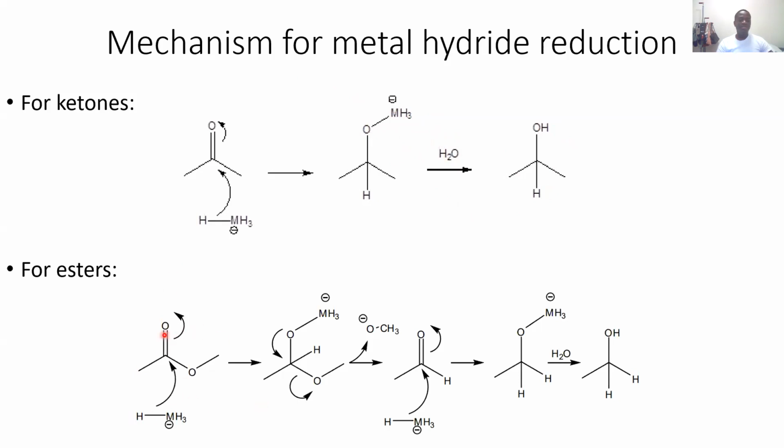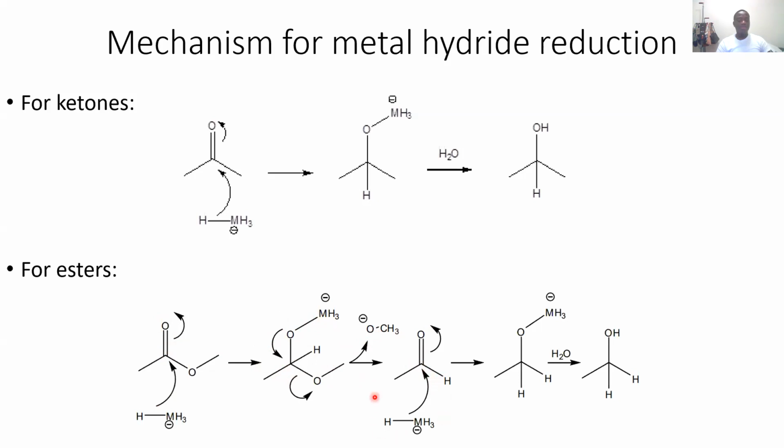The hydride is donated to the carbonyl carbon, electrons flow to the oxygen, you have coordination with the conjugate base of your metal hydride reagent, and then electron flows back down. So basically this is like an addition elimination type reaction. Electron flows back down and then you lose your leaving group, and then you end up forming an aldehyde.